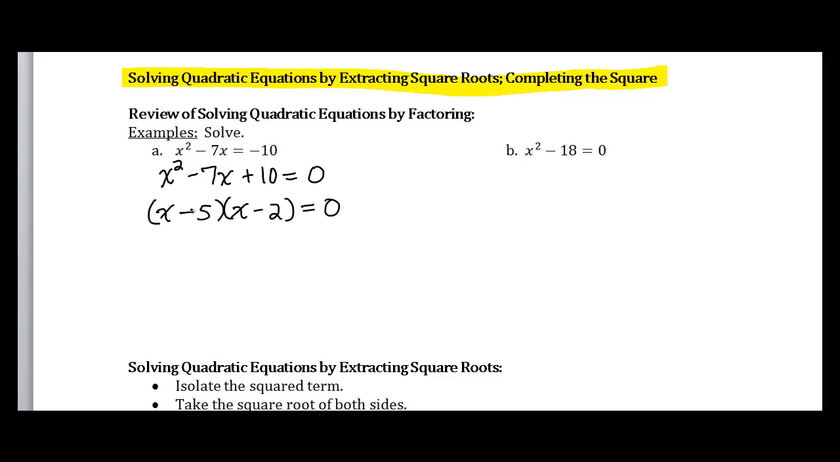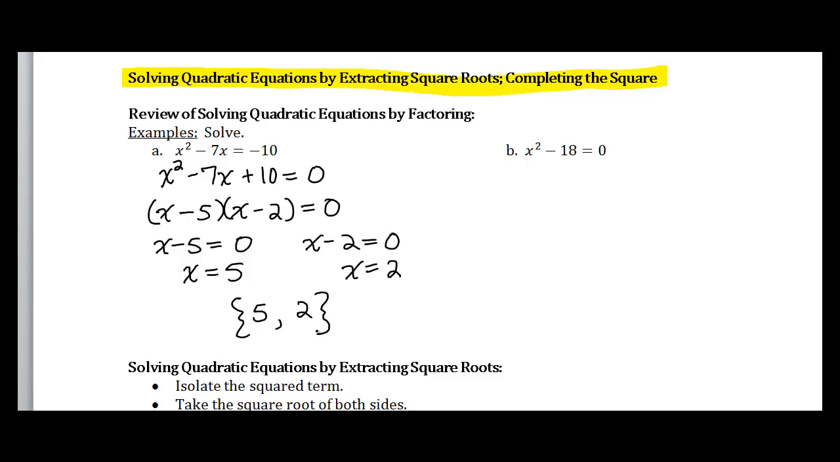All right, now that we have these factored, we have two things that multiply, or they have a product that's equal to 0. So what we're going to do is set each of them equal to 0 using our zero factor property. If I add 5 to both sides of this equation, I get x equals 5. And if I add 2 to both sides of this equation, I get x equals 2. So my solution set will be 5 and 2. Okay? That's what we normally do when we solve a quadratic equation by factoring.